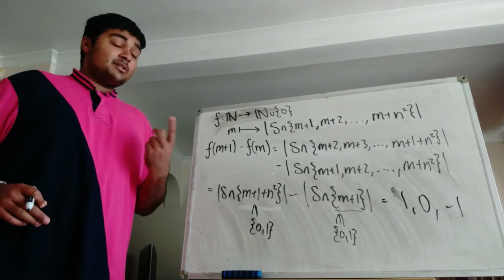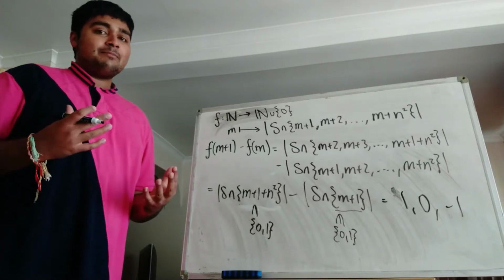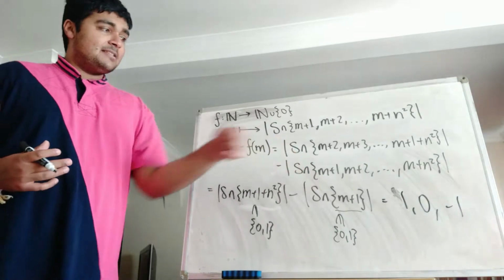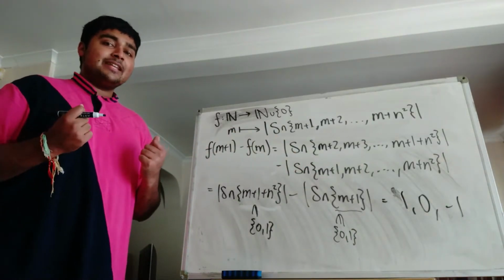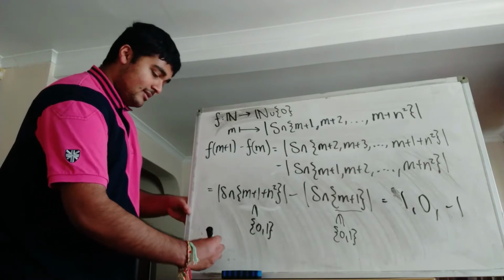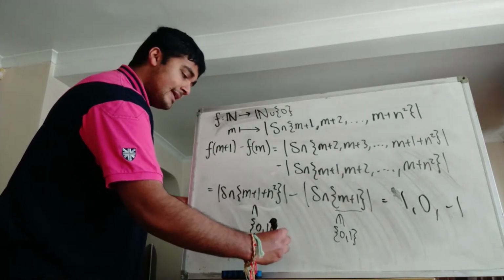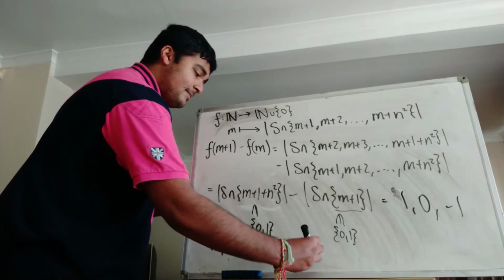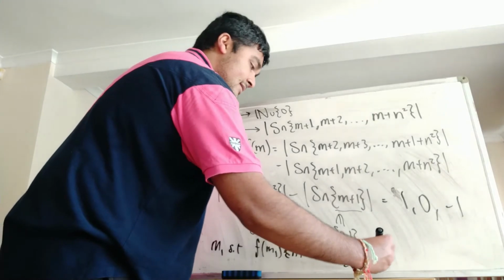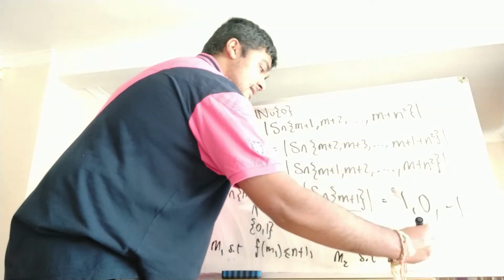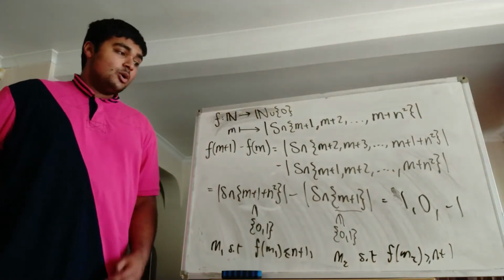So remember, we want to prove that there are infinitely many values of m such that f of m equals n plus 1. But now that we have this piece of information, it in fact suffices to prove that there are infinitely many, let's say, m1s, such that f of m1 is less than or equal to n plus 1, and then infinitely many m2s, such that f of m2 is bigger than or equal to n plus 1. So if we can prove both these things here, we'll be done.